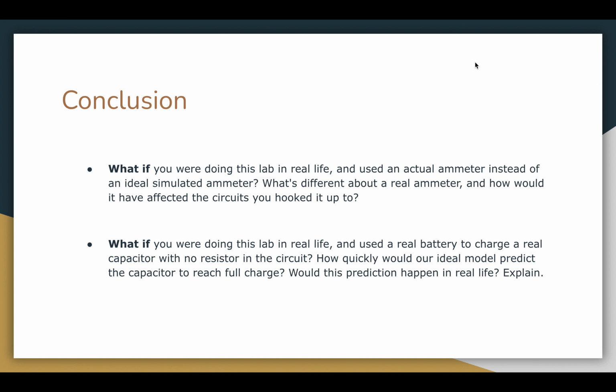Adding resistance to a series circuit decreases the amount of current flowing through it, so had we done this lab in real life, we would be getting lower than expected current values due to internal resistance of the ammeter.